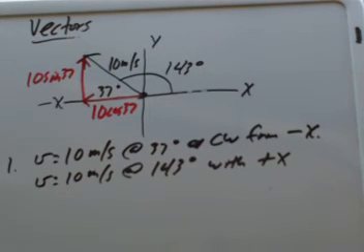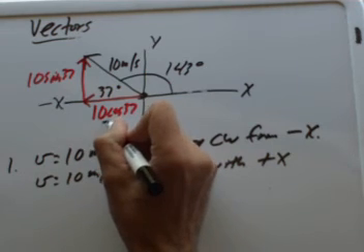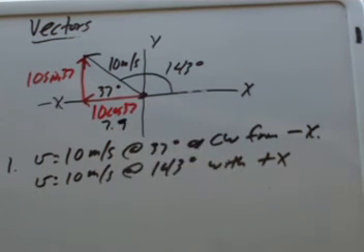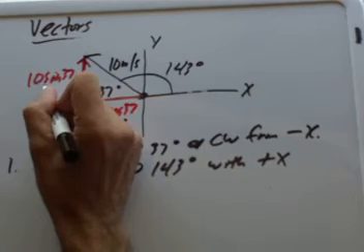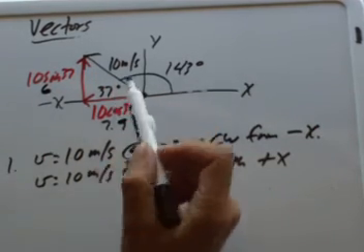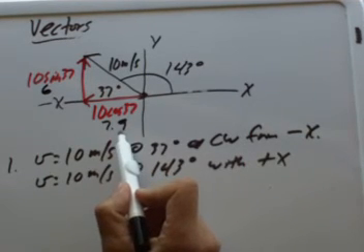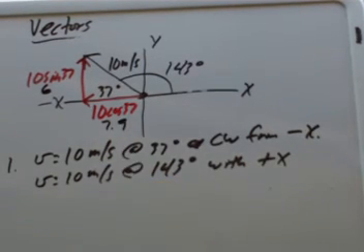So you can put those numbers into your calculator to figure out what they are here, but 10 times the cosine of 37 is 7.9, and 10 times the sine of 37 is 6. So being at 10 meters per second and 37 degrees, the way this one is oriented here, means it has 7.9 units along the x-axis, 6 units along the y-axis.